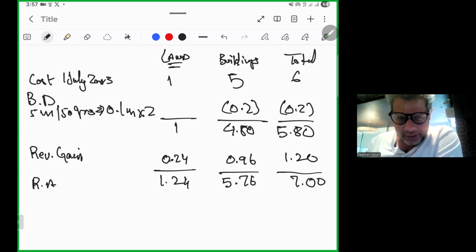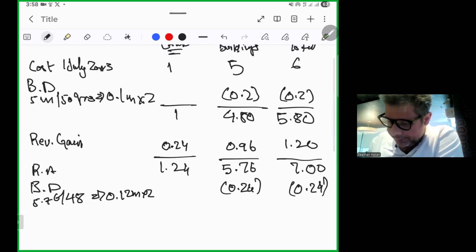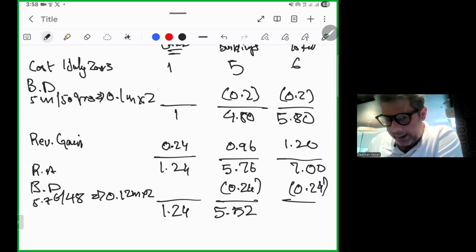Now, again, after revaluation, we will do the depreciation of the building. So, building depreciation is on 5.76. Now, the life left is 48 years, so it's 0.12 million a year, into 2, we got 0.24, and it's 0.24, 1.24, 5.52. In total, I got 6.76.